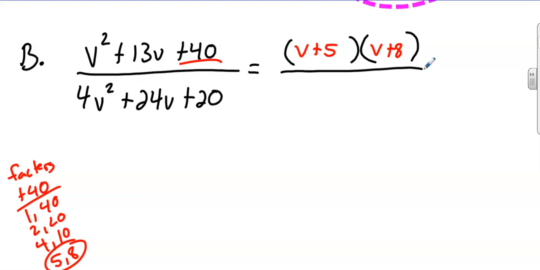Okay, bottom part. Here's where you want to go through those, because you could start off by doing 4 times 20 and doing the AC method. But on the bottom, you do have 3 terms. The first term is 4. You always look for a greatest common factor. 4, 24, and 20, you can divide all those by 4. So before you do all the AC method, go ahead and take the 4 out first. That'll leave you with v squared plus 6v plus 5.